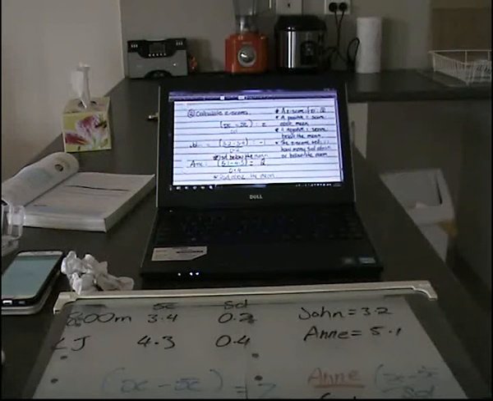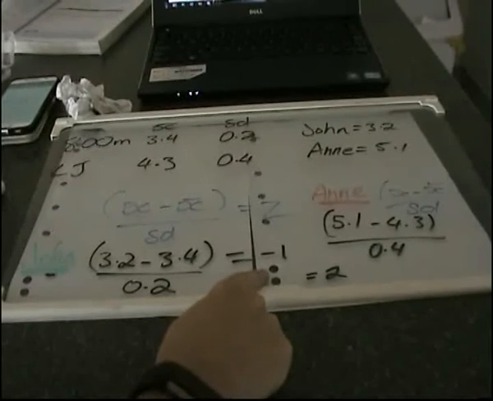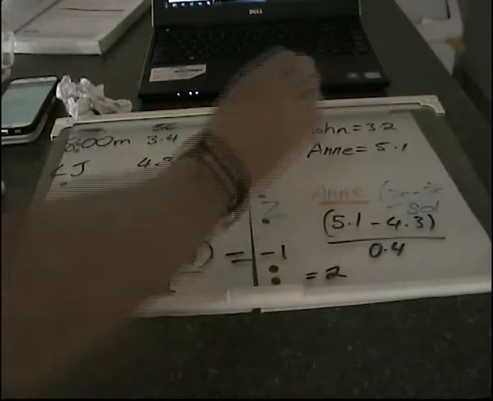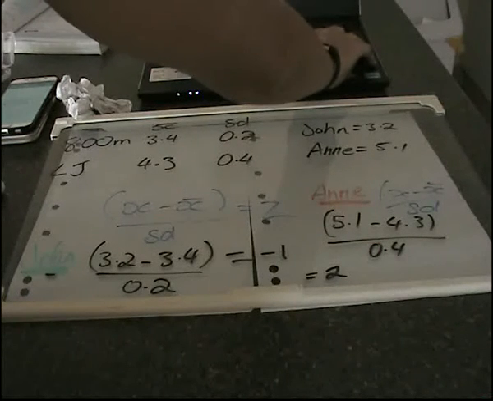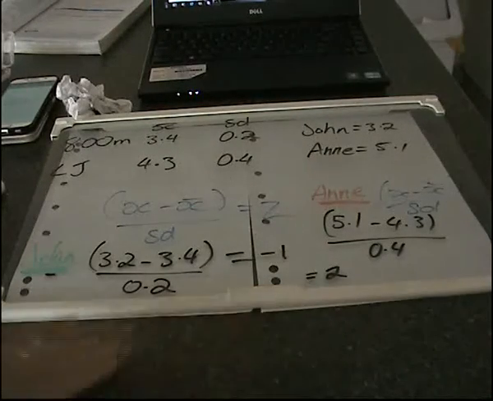All right, so that's what our Z-score tells us: how many standard deviations above or below the mean. So in this case, John is 1 standard deviation below the mean, and Anne is 2 standard deviations above the mean. If we were asking who did better, John or Anne, we would look at this and say Anne.